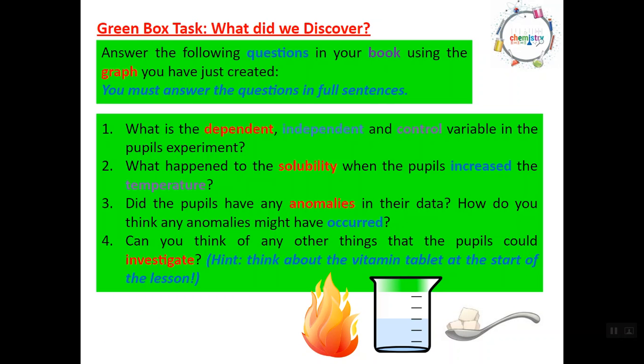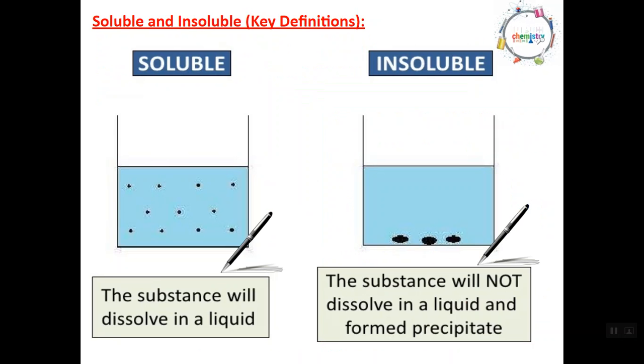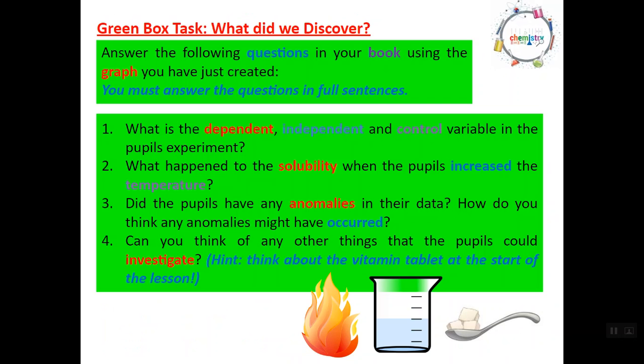Once you've done that, these are the questions you're going to answer. What is the dependent, independent and control variable? What happened to the solubility when pupils increased the temperature? Did the pupils have any anomalies? And what did you do with these anomalies? And can you think of other things that the pupils could investigate? It's all about your investigation skills, which is really important in chemical analysis and how you move forward when you have some information. All of this ties in to the forensic science that's going to come in the next lesson, and it's really exciting.